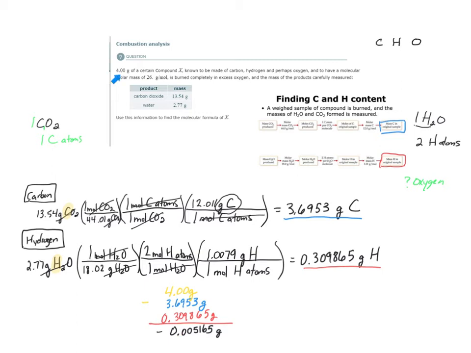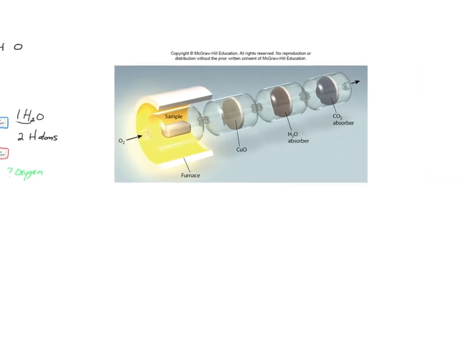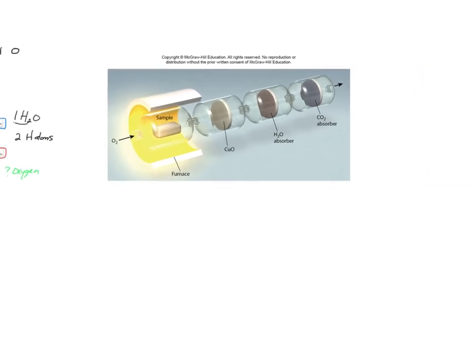That means that our original unknown sample of compound X, we burned it. So let me go back to our picture of the combustion analysis chamber here. Here's our sample. We burned it, pumped in oxygen so that combustion goes completely in this furnace. Water and carbon dioxide are produced. They're the products of the combustion reaction. The water was collected here, the carbon dioxide was collected here. We figured out how much hydrogen came from this sample and how much carbon came from this sample.